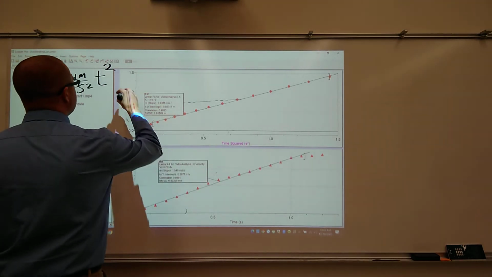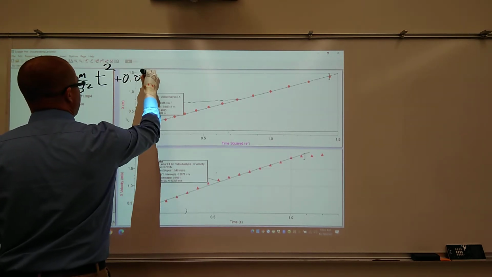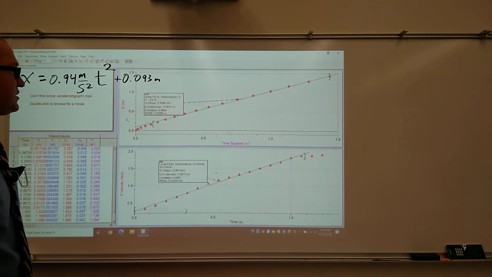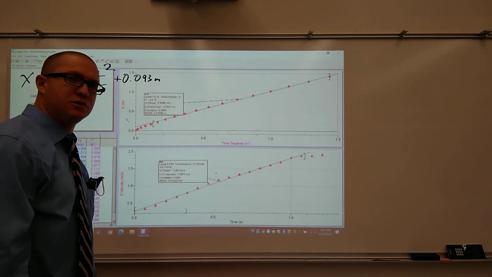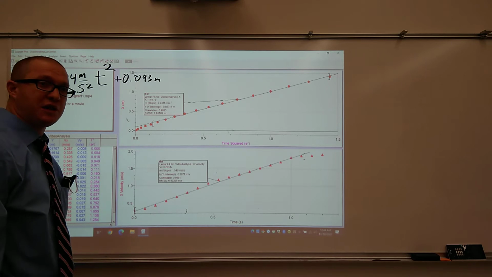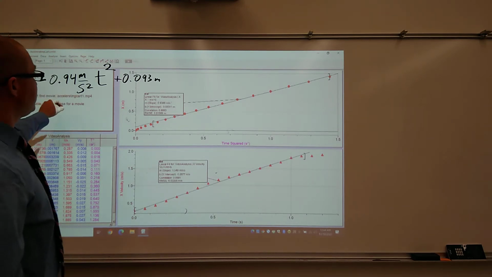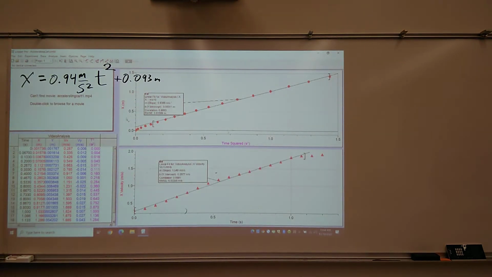Plus the y-intercept, which in this case is 0.093 meters. Basically zero, but you know, oh well, we'll see. 0.09, it's like 10 centimeters, so a little bit off, but not too much. That's our experimental equation for the position versus time graph. Now, you should put your numbers in here and here. All right? You shouldn't put mine in there. Those should be your numbers in there.